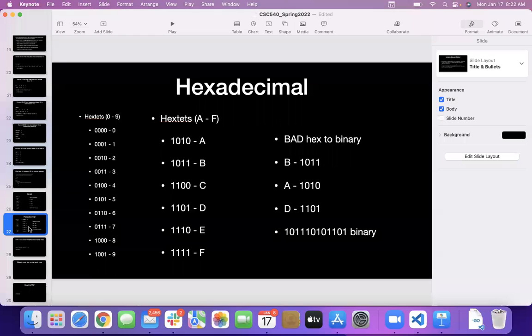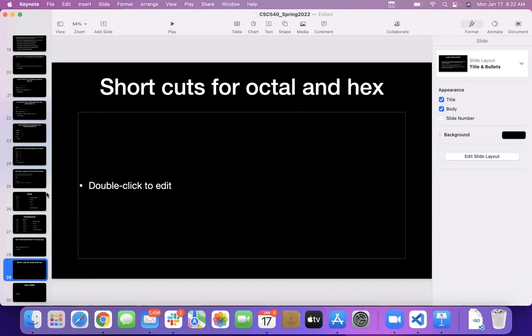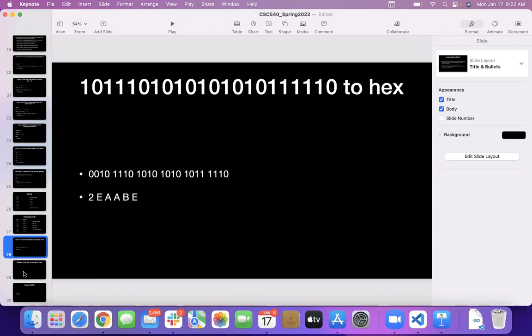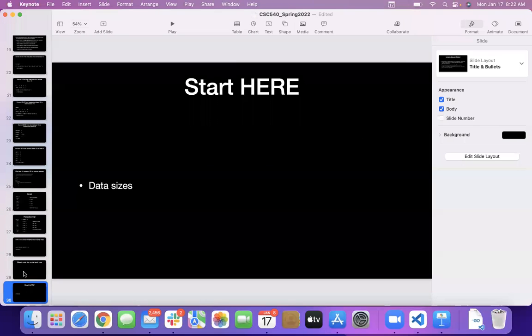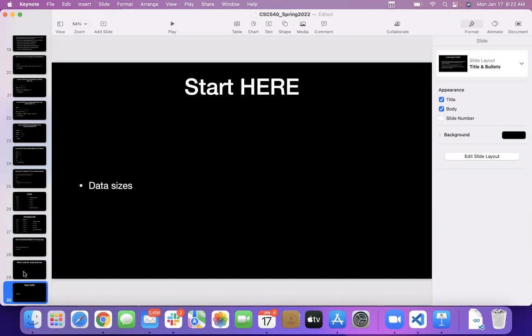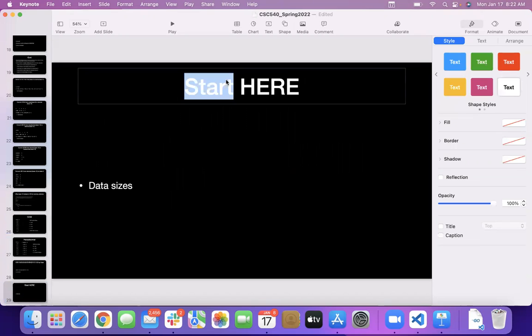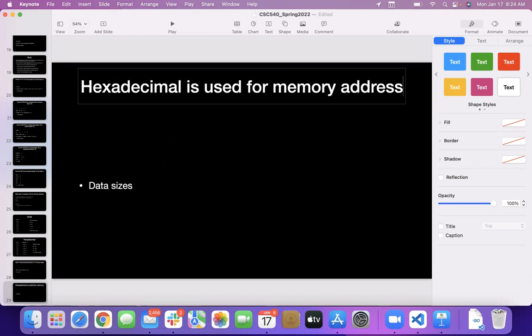And if we're saying hexadecimal, I already did this. I don't want to get too far into the weeds with this, but it is related to what we're going to be starting to talk about here with the data sizes. So when we think about it, hexadecimal is used for memory addresses.